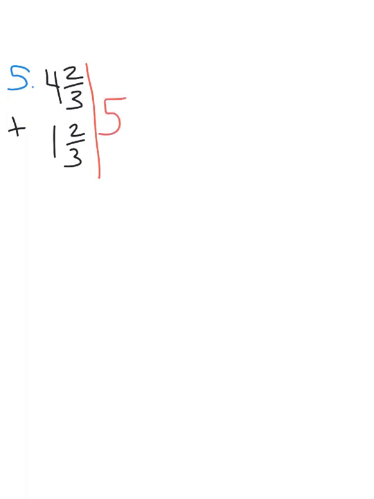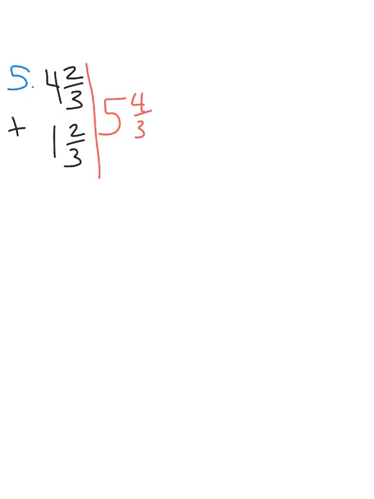Okay, I'm going to move on to number 5. So on number 5, we have 4 and 2/3 plus 1 and 2/3. Okay, I'm going to draw a line to separate that. It's going to be a next step. First, add the whole numbers and the fractions. So we end up with 5 and 4/3.